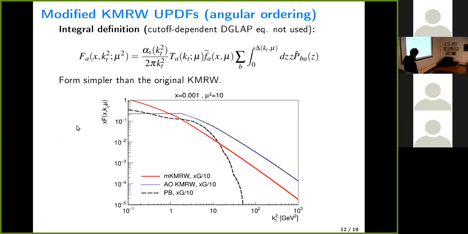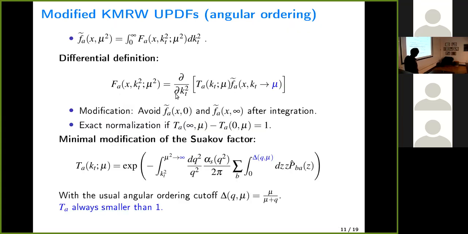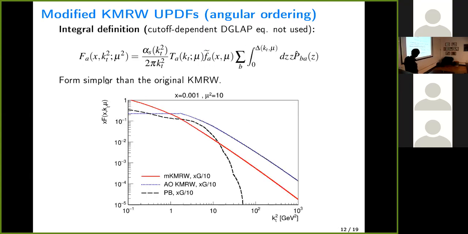Okay, so for instance, now you want to compute, this is the differential definition. Now you want to compute the integral definition. You just need to take the derivative here. Now the PDF here does not depend on kt, so you do not need to use the cutoff dependent Dirac equation. And if you remember, it was the use of the cutoff dependent Dirac equation previously which was generating this issue with the non-equivalence of the two definitions. Now there is not this, you just take the derivative here, you take this equation, and this is the integral definition, and it is exactly equivalent to the differential definition.